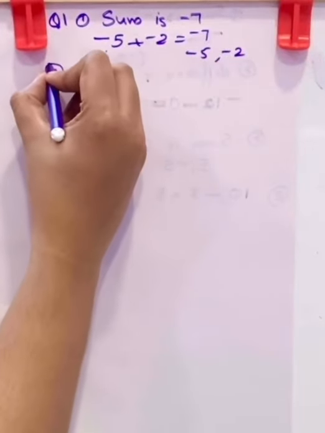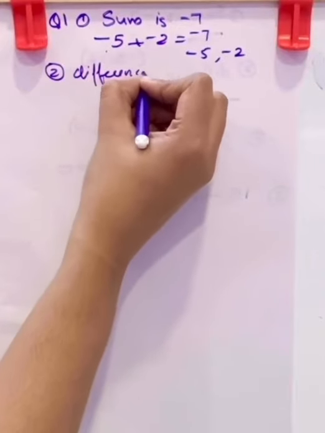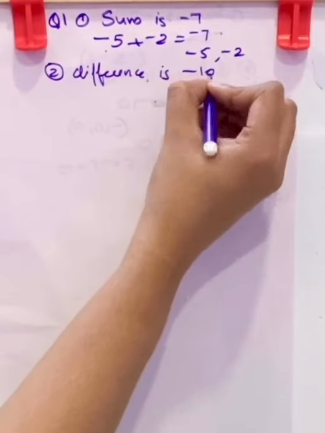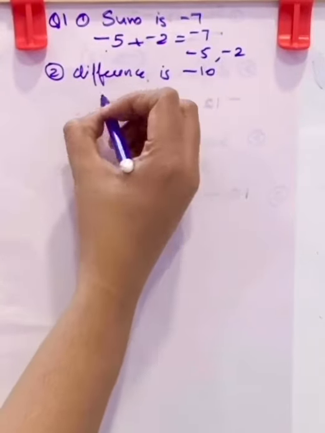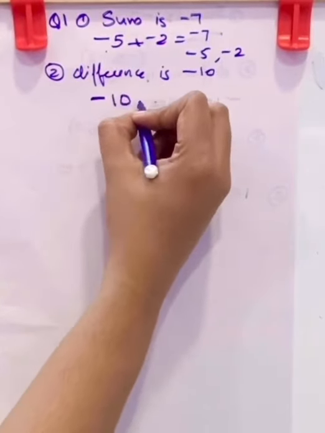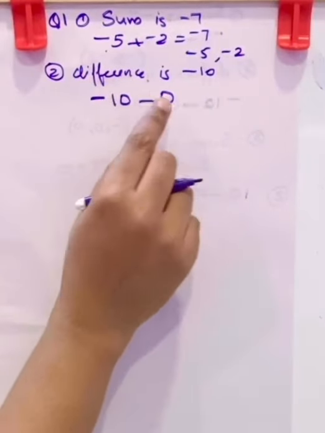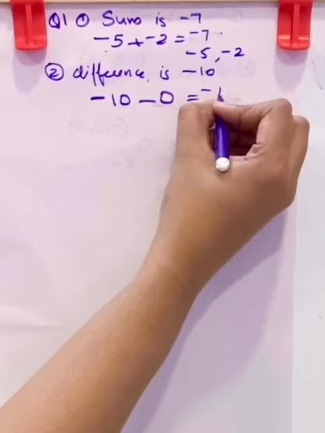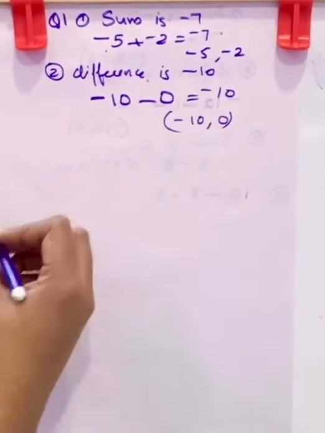Now, in the second, the difference is -10. You want to write two integers whose difference is -10. Then you can simply write -10 minus 0. That is the difference of two integers. -10 is an integer, 0 is an integer. The result is -10. So the integers are -10 and 0.